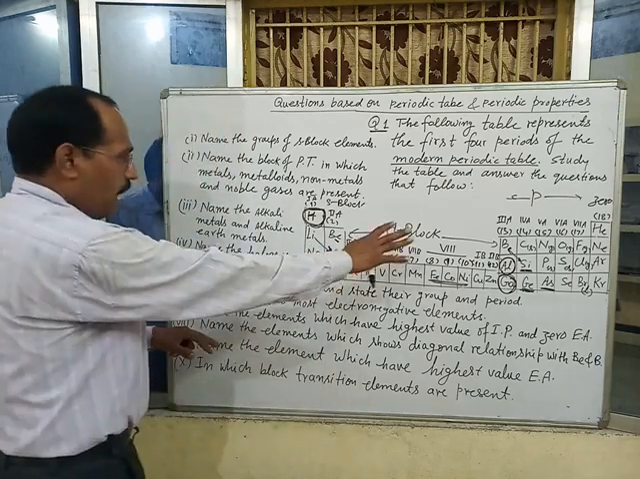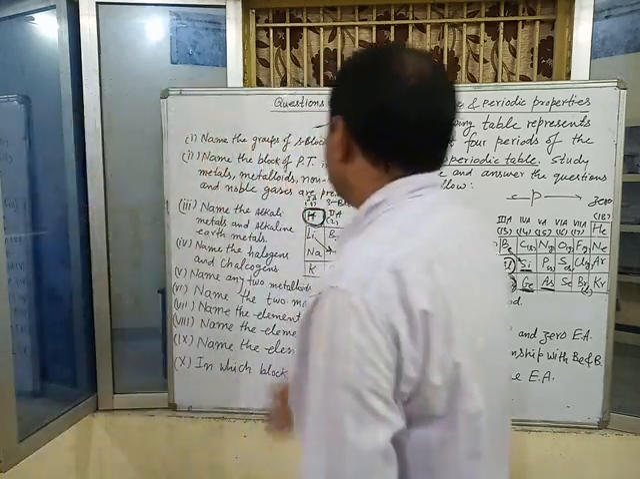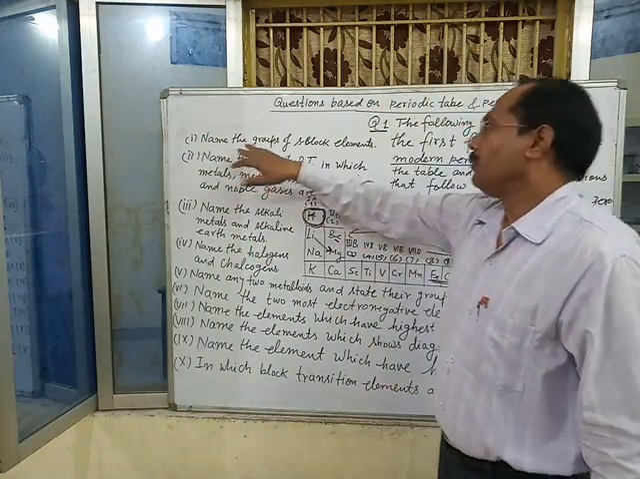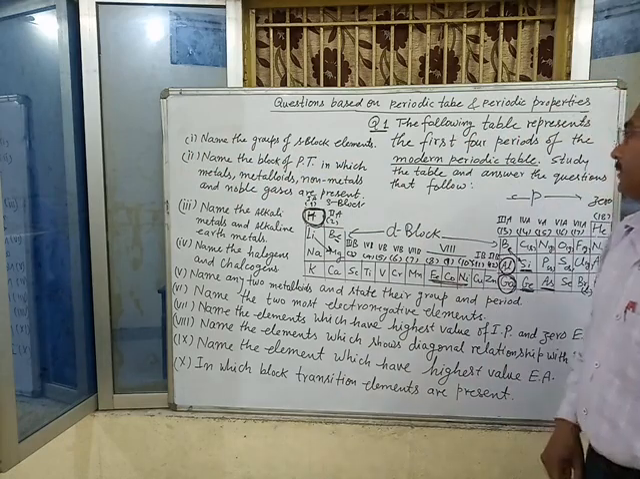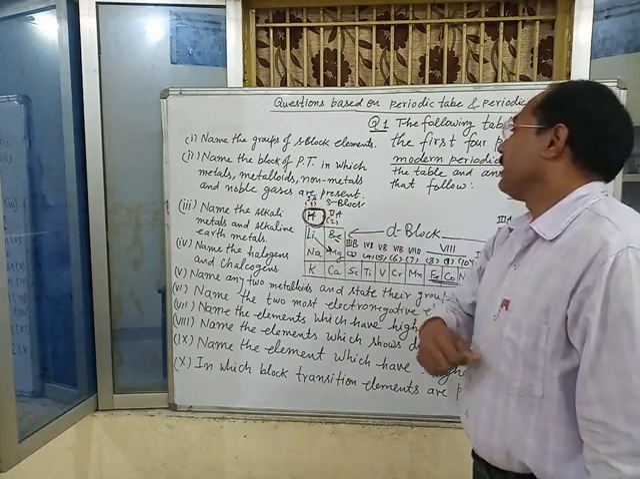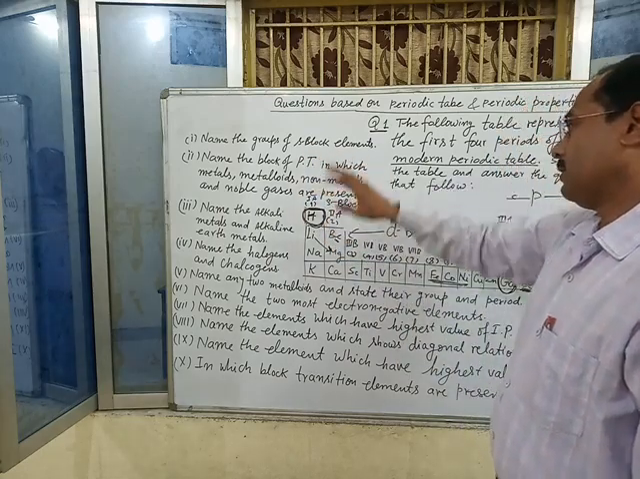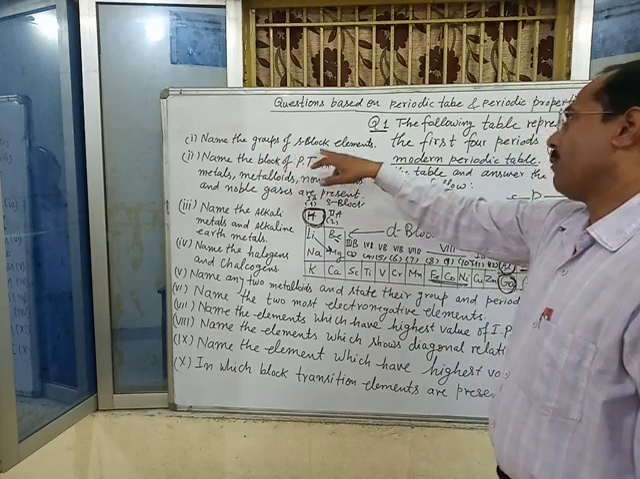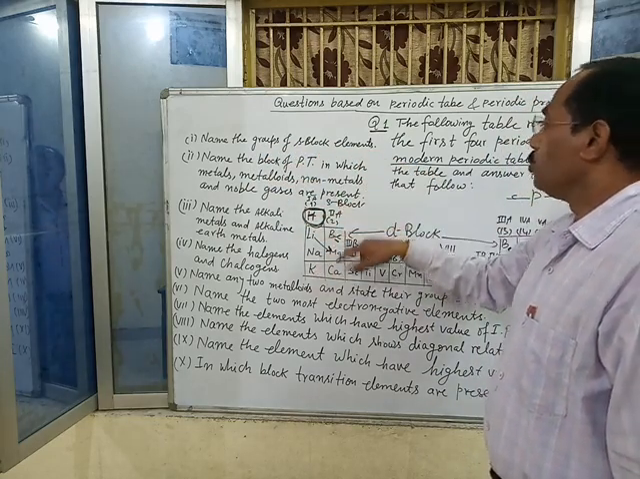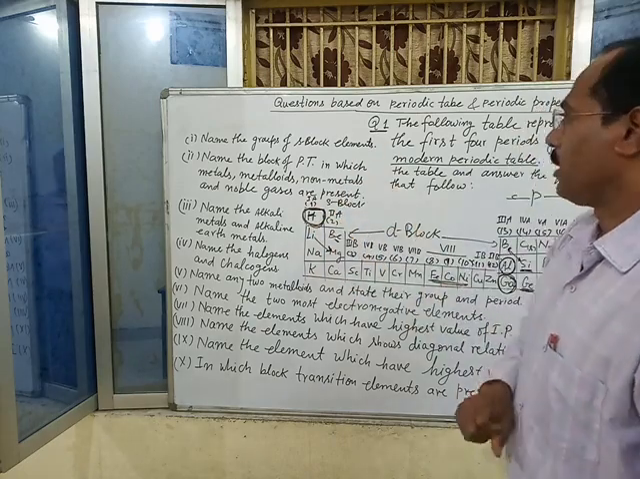This is about elements of the periodic table. Now one by one, proceed to the questions. Your first question is, name the groups of S block elements. Your answer: group 1 or first A, group 2 or second A is your correct answer. Group 1A and group 2A, or group 1 and group 2, are the elements of S block.